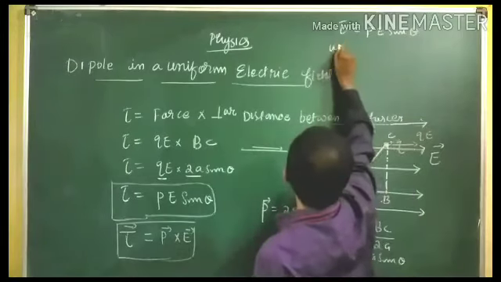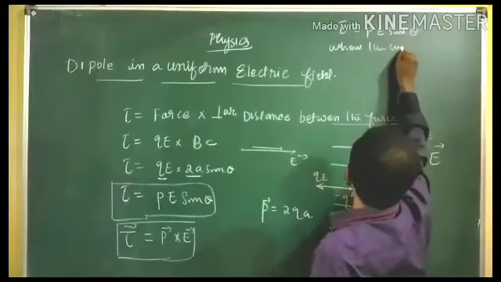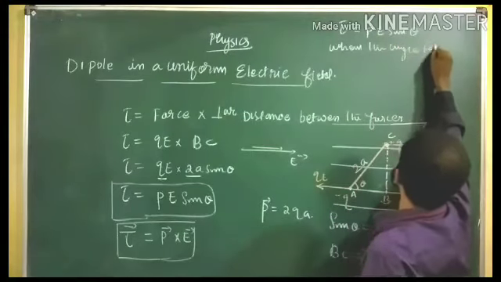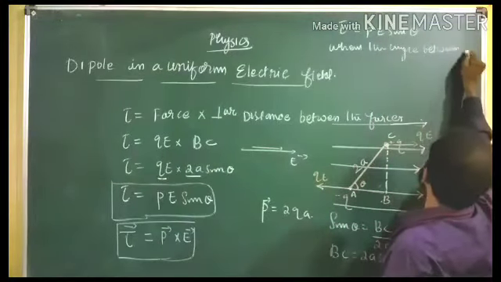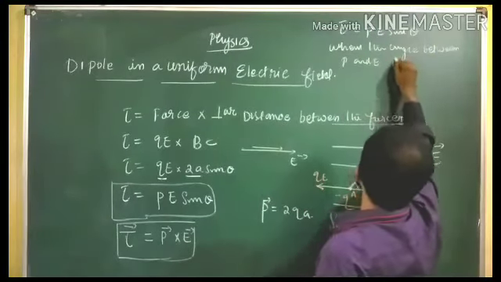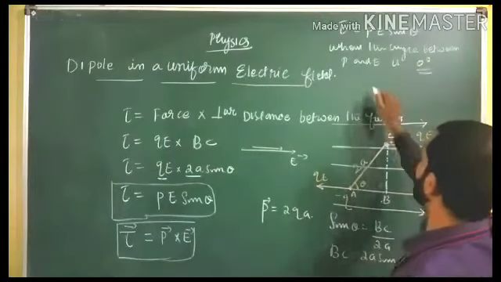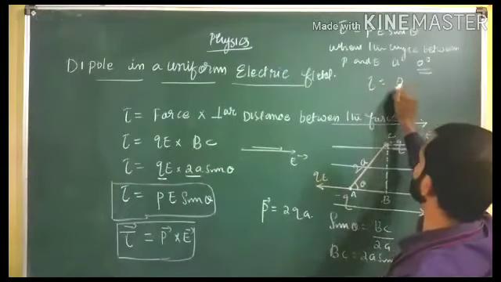So when the angle between p and E is 0 degree, then torque will be equal to 0.